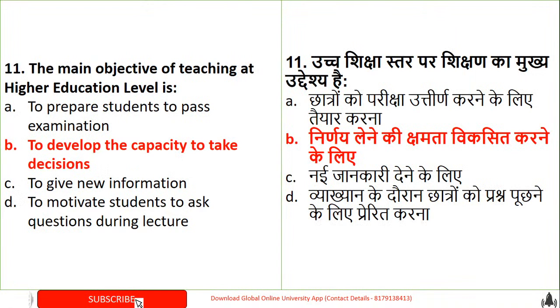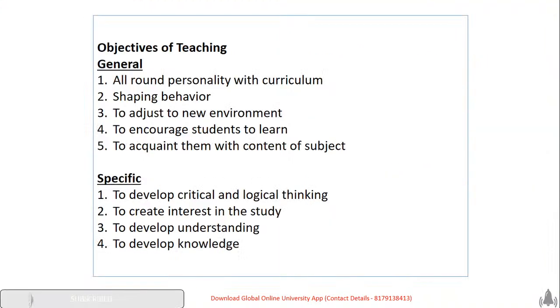I'll just take you to option number B, and this is basically objectives of teaching. These are very important points. Please try to understand. Objectives are basically divided into two: specific and general. When we talk about general, it's overall personality, shaping the behavior. Here normally you get the question on modification of behavior. That is one of the important topics which has been seen very often in the last 2 years. Then to adjust to the new environment, that is adaptability. To encourage students to learn, that is to create a desire to learn. To acquaint them with the content of the subject, it means knowledge. At the same time, specific: to develop critical and logical thinking, you can also write reasoning. To create interest in the study, to develop understanding, and to develop knowledge.